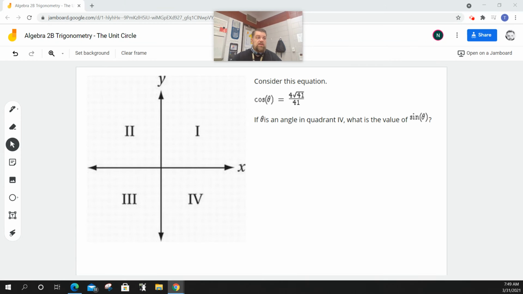All right, so we're being asked to consider cosine of theta, which is equal to 4 root 41 over 41. If theta is an angle in quadrant 4, what is the value of sine? So the quadrants give us a clue as to the value of the numbers, whether they're positive or negative, okay?